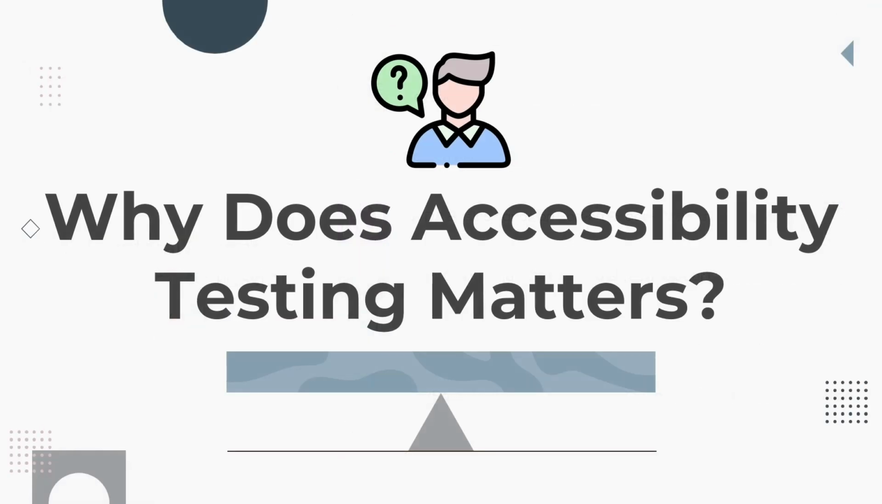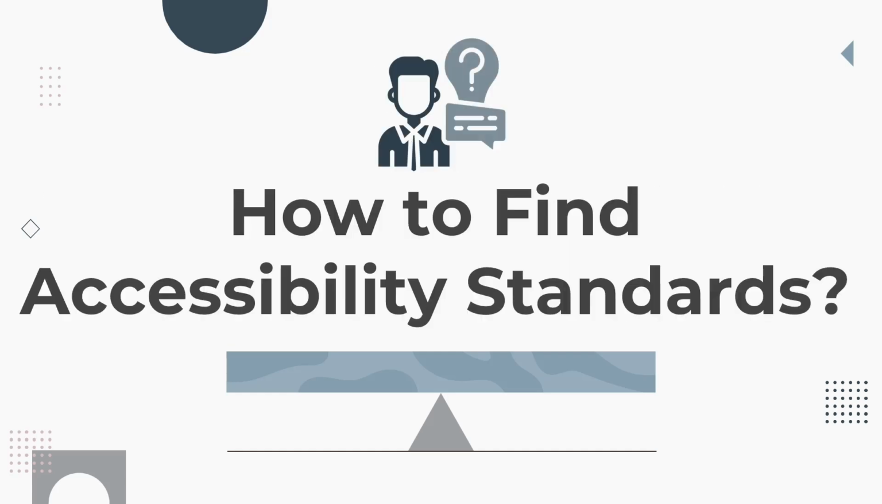Throughout the course, you'll explore key questions like, why does accessibility testing matter? You'll understand how it impacts real users, supports inclusivity, and helps meet legal and business requirements. You'll also learn what the official accessibility standards are, such as WCAG, where to find them, and the key principles, perceivable, operable, understandable, and robust, to guide your testing.